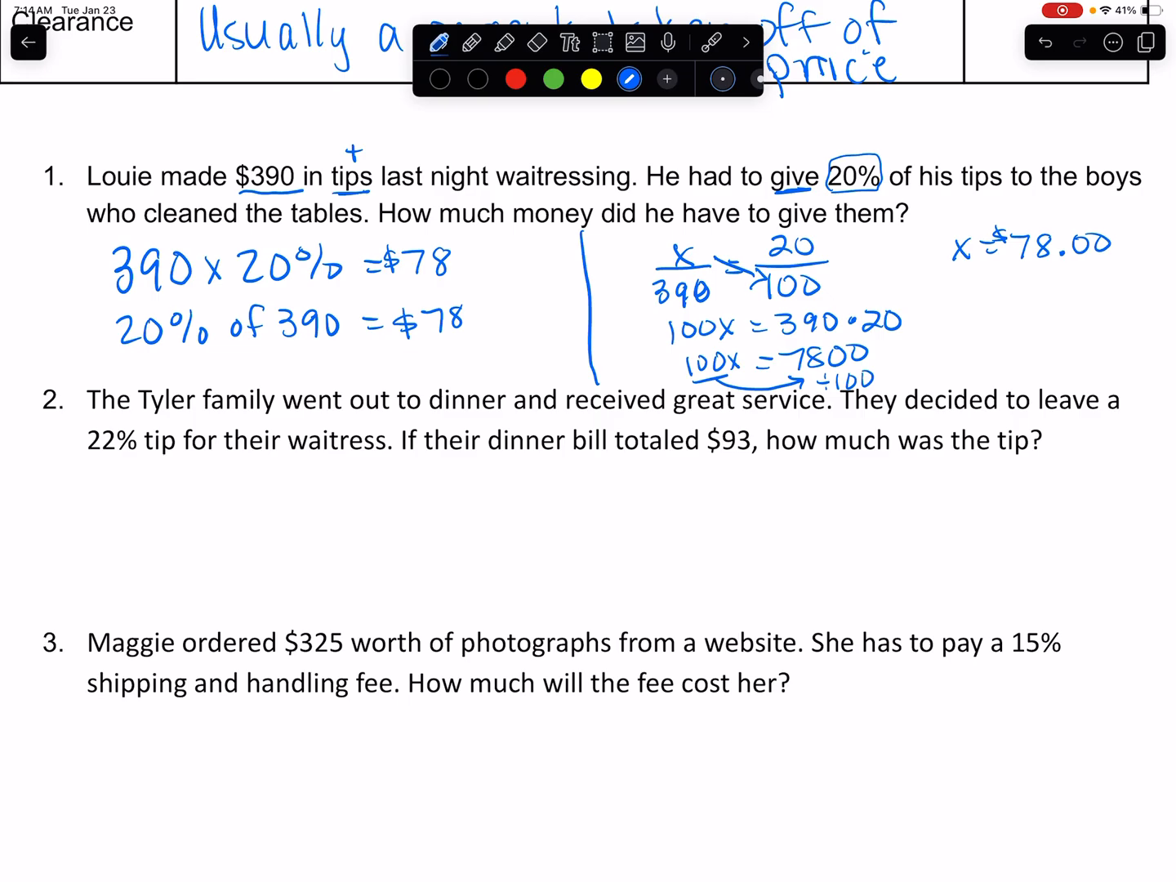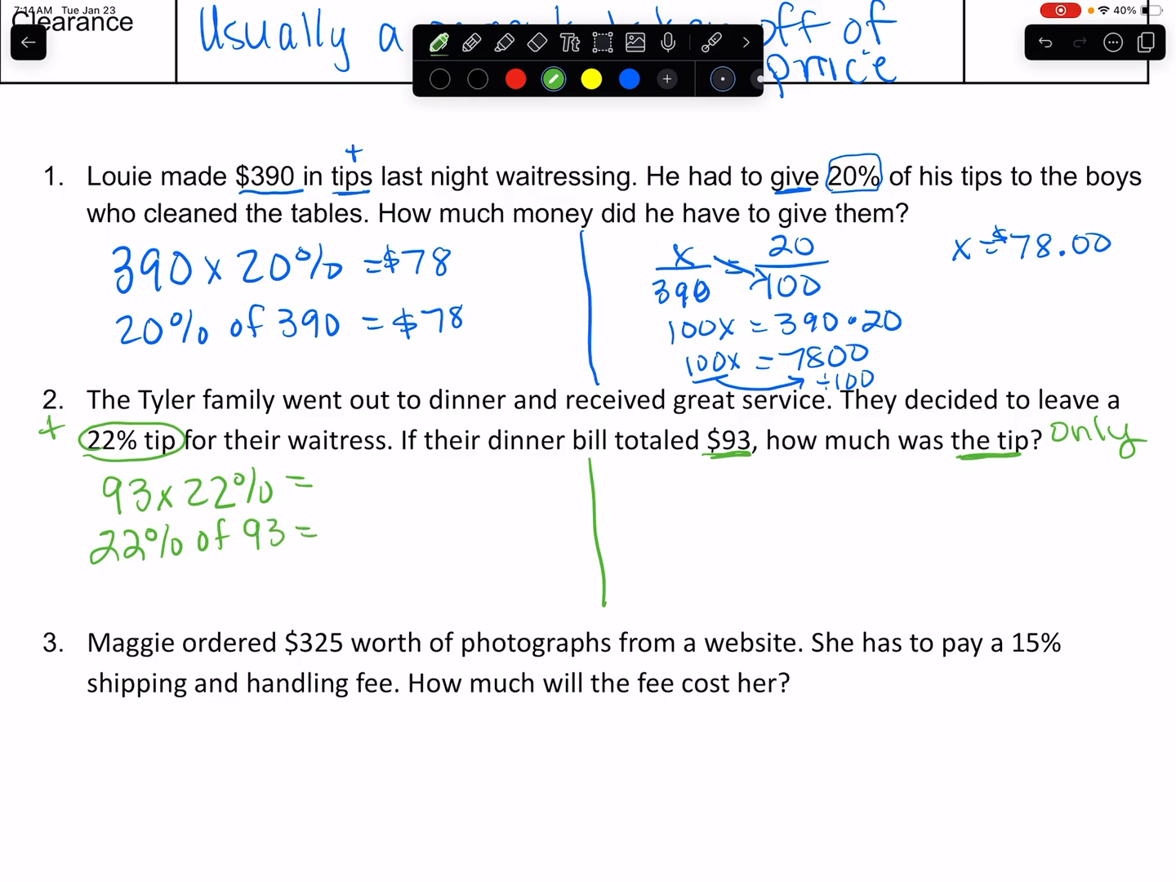Number 2, same situation. I'm going to change colors so that we can see it. The Tyler family went out to dinner and received great service. They decided to leave a tip. So this is in addition. If their dinner bill totaled $93, it is only asking for the tip. So I do not have to do any adding or subtracting to this one. I'm going to do all the ways. You can go 93 times 22%, get an answer. You can also do in Desmos 22% of $93.